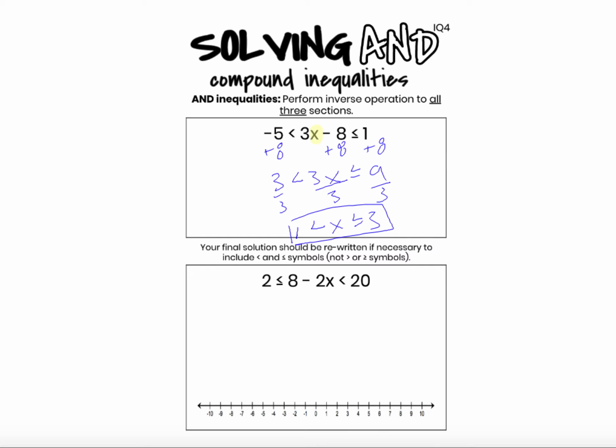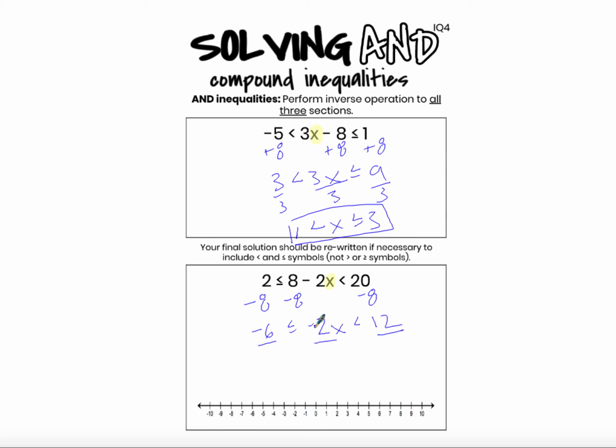Another example here. Again, our goal is to isolate the x in the middle. So we have x in the middle of our compound inequality. X is being multiplied by negative 2, and then we're adding 8. That means I need to subtract 8, not just from the middle, but from all three sections. That gives me negative 6 is less than or equal to negative 2x is less than 12.